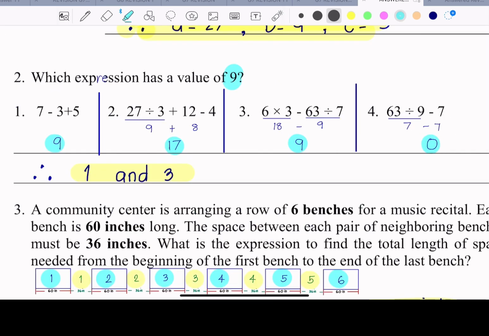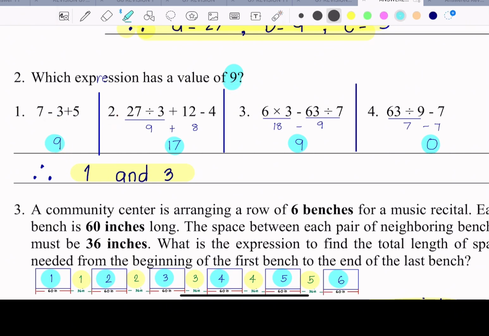Question number 2. Which expression has a value of 9? So we're going to evaluate these 4 expressions and find which has an answer of 9. In this case, for number 1, we have 7 minus 3 plus 5. You can just combine all positive first. 7 plus 5 is 12. Then subtract the negative number, minus 3. 12 minus 3 is 9. So here is 9.